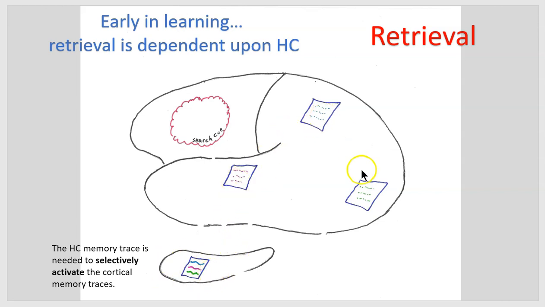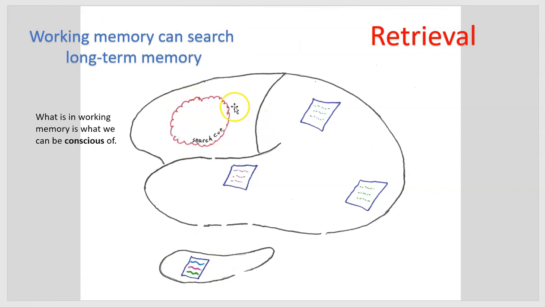Now, because these cortical memory traces are weak, the hippocampus now becomes really important. The hippocampal memory trace is needed to selectively activate the cortical memory traces. And recall that this is kind of what we mean by retrieving a memory. We've got to somehow reactivate those cortical memory traces to reinstate the brain into that condition it was in when it was experiencing the event. Well, at this early stage, because those cortical memory traces are weak, we need the help of that strong hippocampal memory trace. Now, we should remember that whatever is in working memory is what we're currently conscious of.